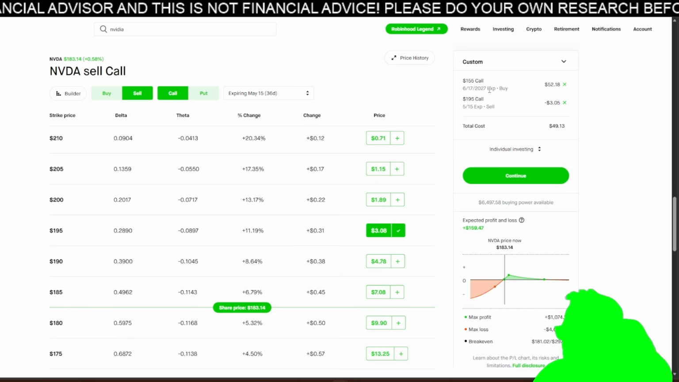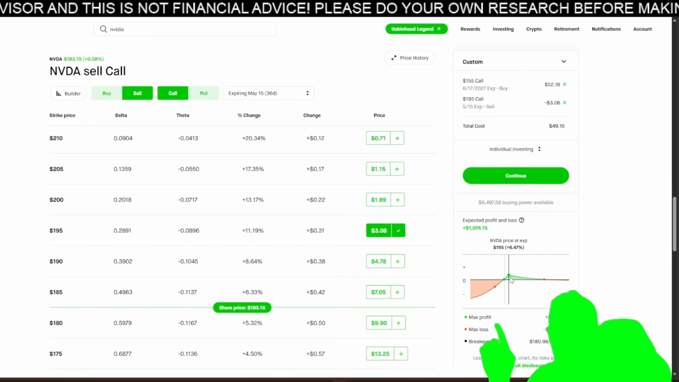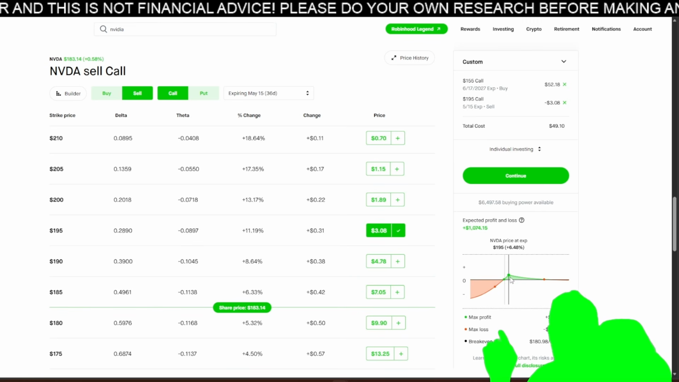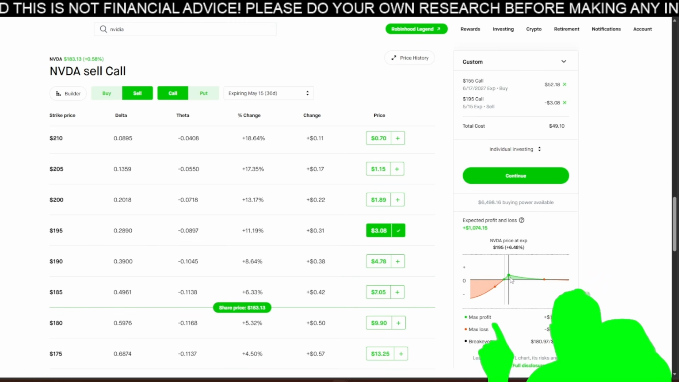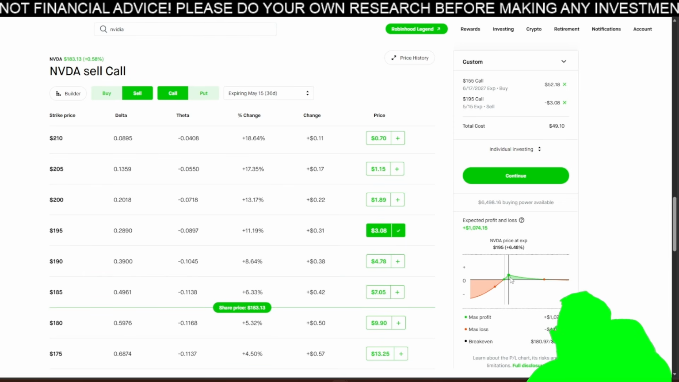So if NVIDIA goes to 195 up to here, for example, if it goes to 195 and they come knock on the door and saying, where's my 100 shares? We could just exercise this call option here and use that as the collateral instead, and you'll be able to cancel the trade and we're good to go.